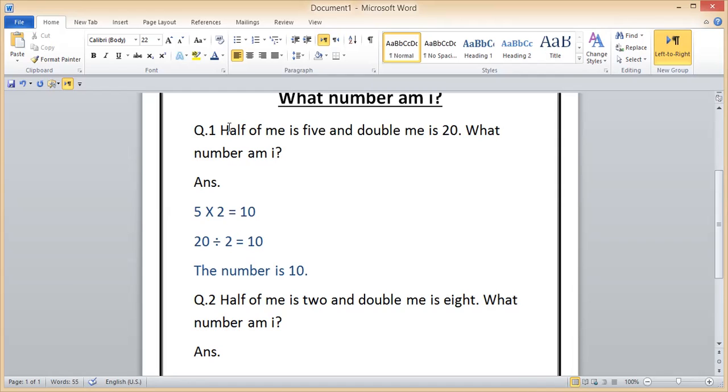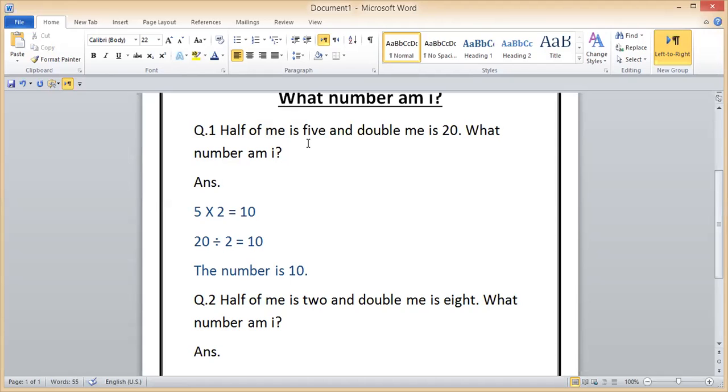The question is saying half of me is 5, and double of me is 20. What number am I? These are the hints. You have to find the number. If you find out half of that number, you will get 5, and if you find out double of that number, you will get 20. Any number goes with these 2 correct hints.